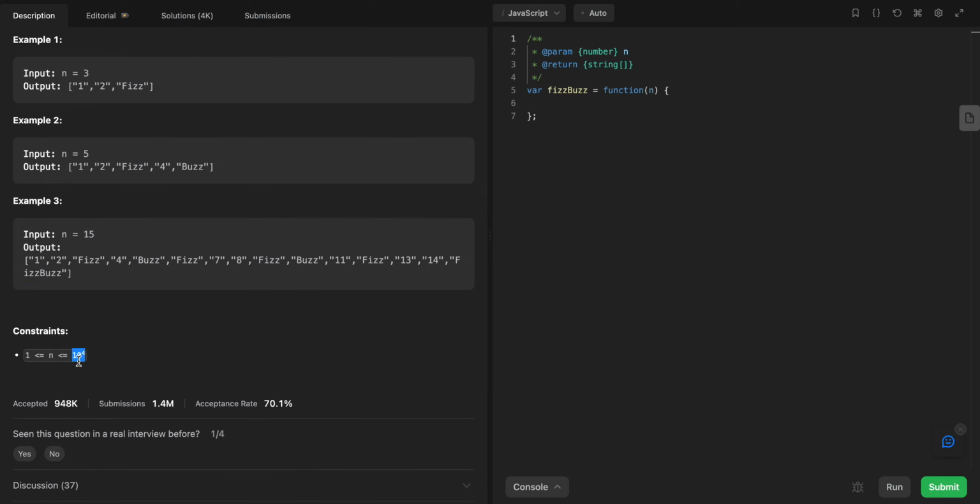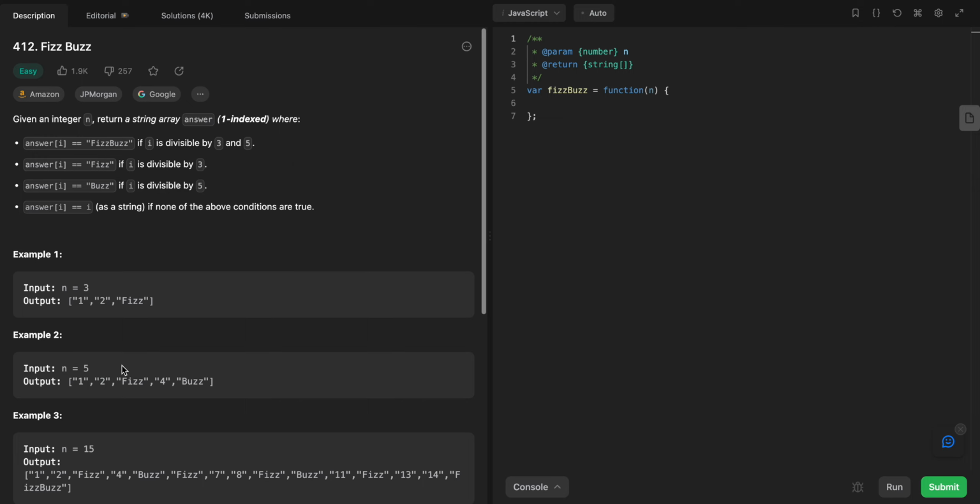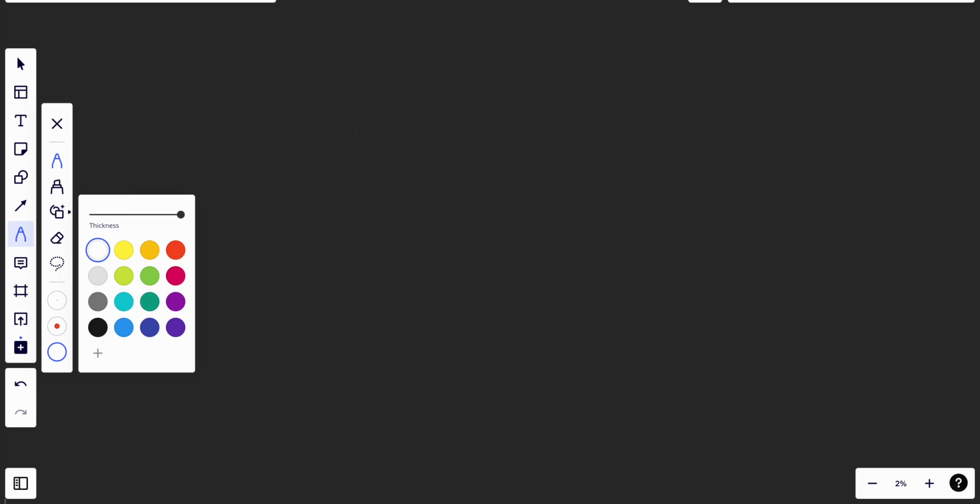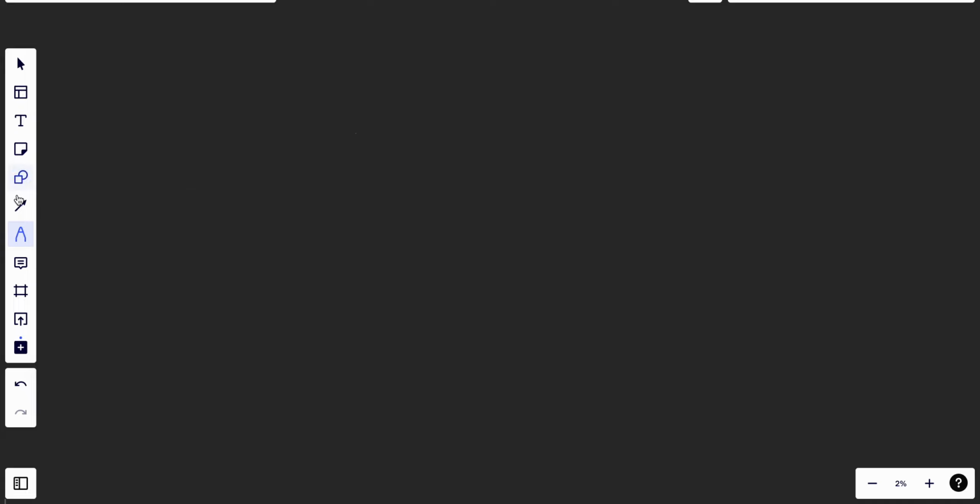And n can be up to 10 to the power of 4, so I guess we should care about the time complexity. So let's look at how we could achieve this. By the way, I'm using Miro. It's a pretty good digital board actually. I will start to make a small diagram.